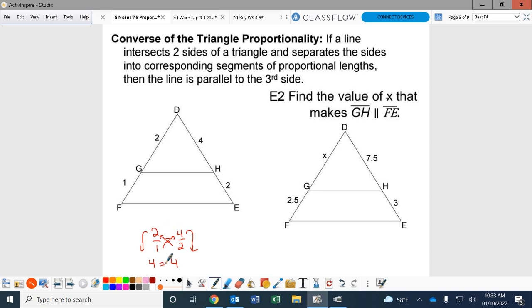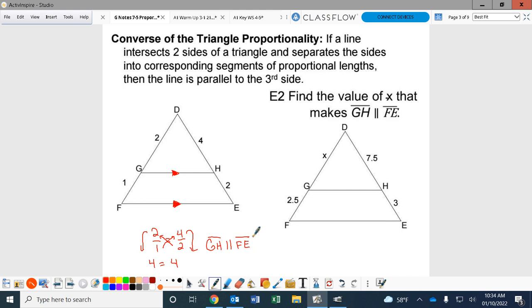So because they're equal to each other, you can see the sides are proportional. Now that's going to be true over here. When the sides are proportional, that tells us that these lines are parallel to each other. Because the sides are proportional, then the lines are parallel. So we can say that GH is going to be parallel to FE. Guys, it's just backwards. If the lines are parallel, then the sides are proportional. If the sides are proportional, the lines are parallel.